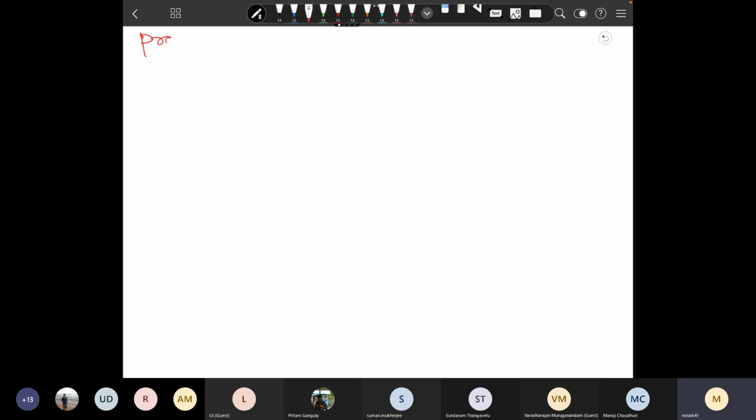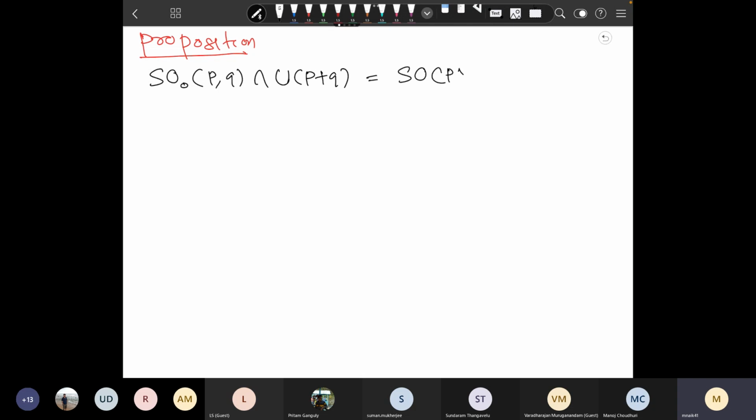Proposition: SO naught P comma Q intersection U P plus Q is equal to SOP cross SOQ. What do you mean by that? That means I will take the block matrix A 0, 0 B, so that A belongs to SOP and B belongs to SOQ.